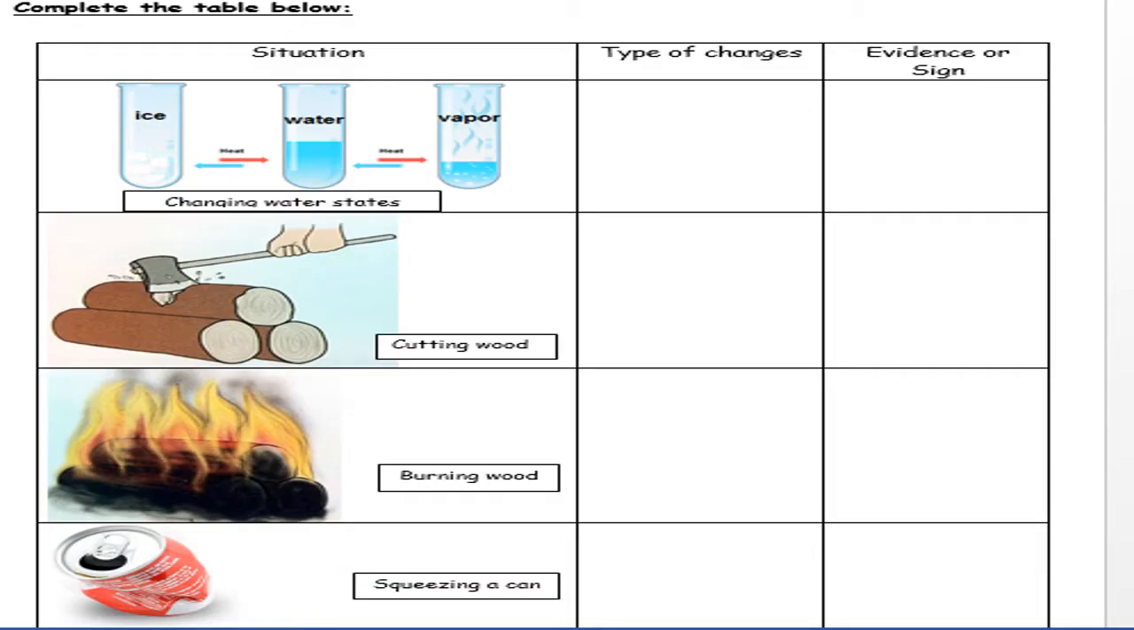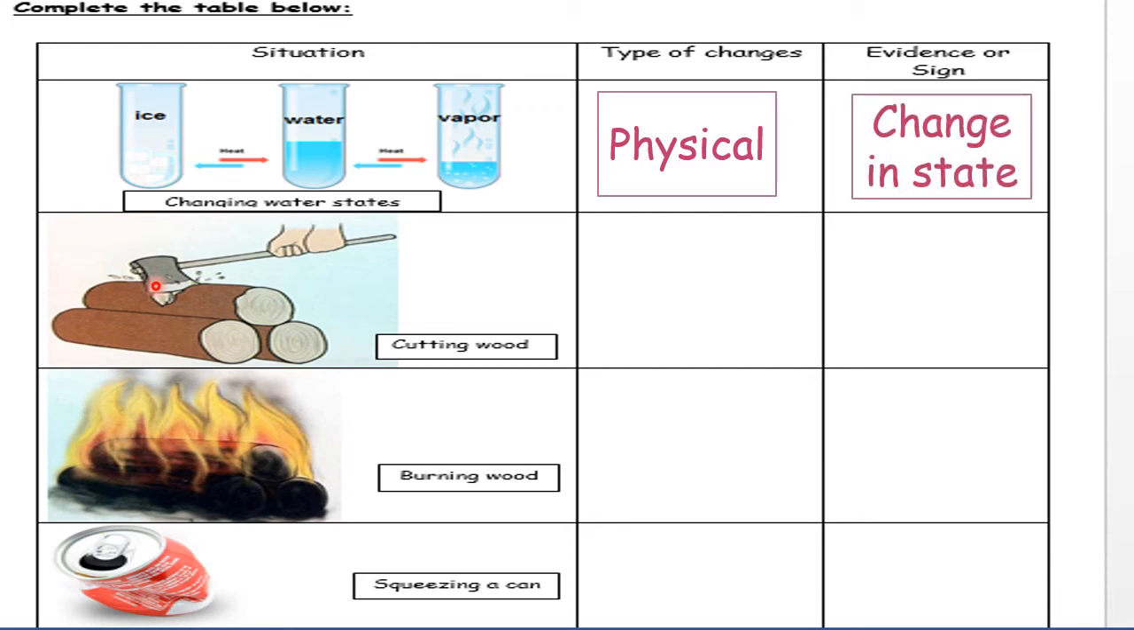So, this table shows these four situations. First one, changing water state from ice to liquid water. Ice undergoes heating, so it changes to liquid water. Then liquid water undergoes heat, and changes to water vapor. Okay, so what is the type of change here? It is a physical change. What is the evidence or the sign? Change in state.